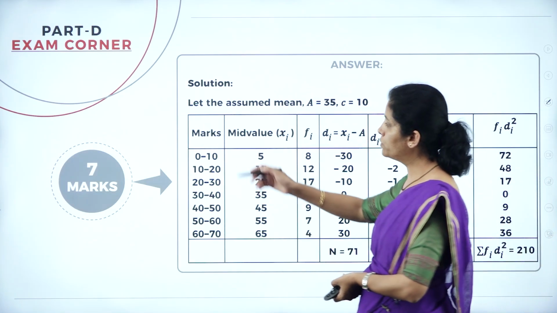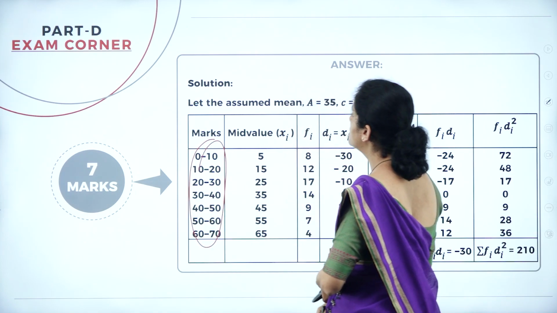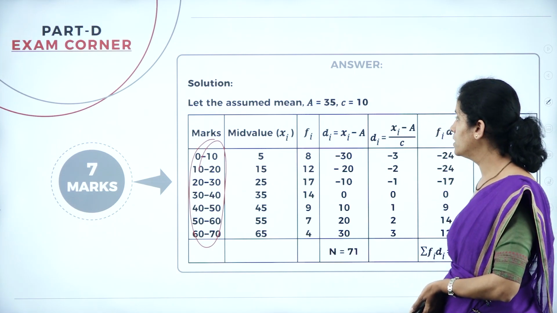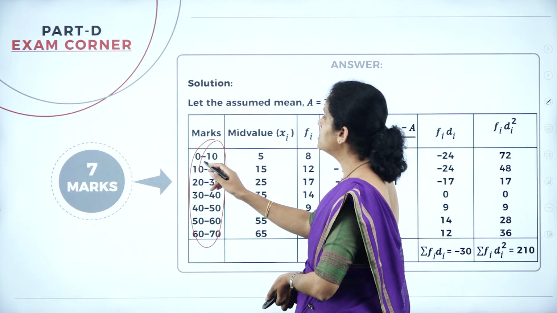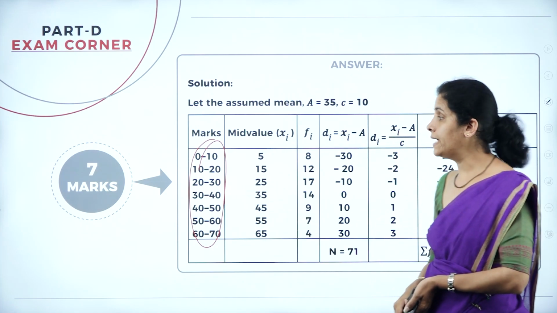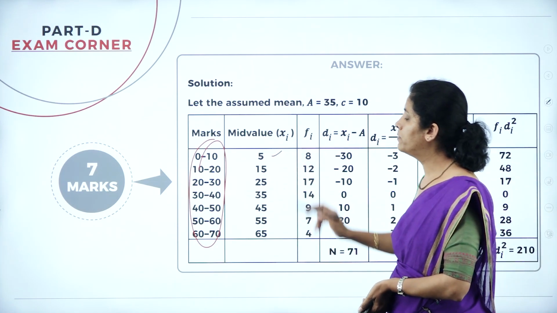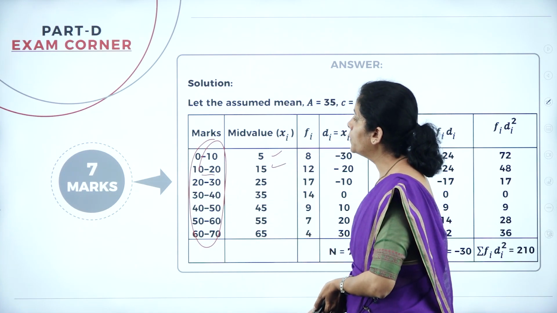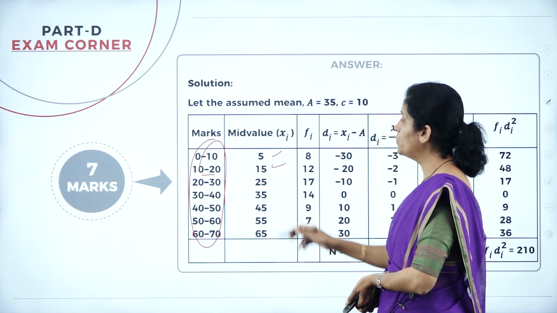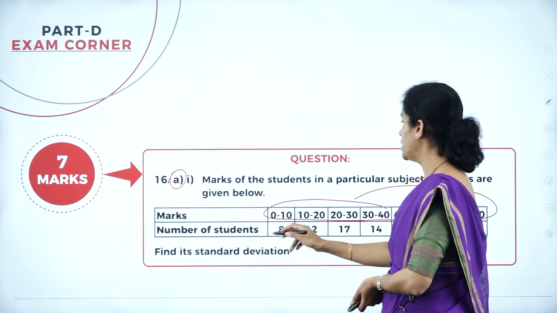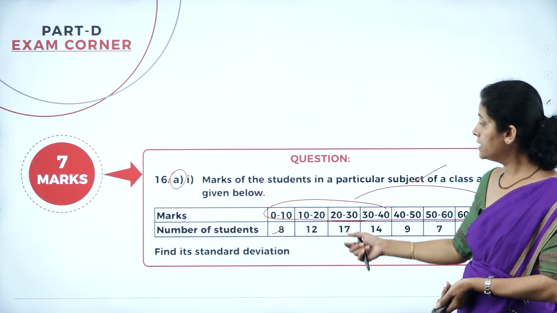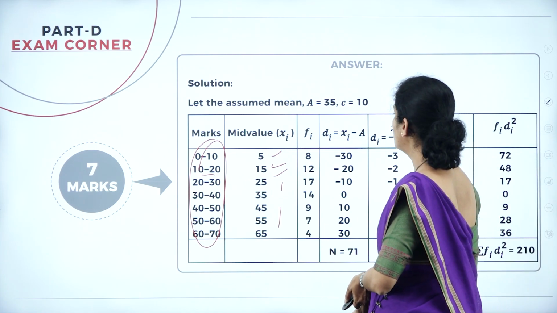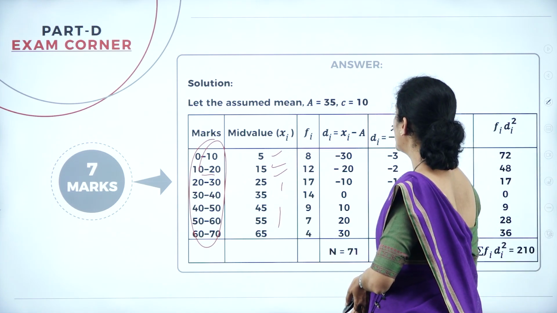See here, I'm going to write the class interval as it is. I'm going to have the mid value and I'm having the frequency. So here 0 plus 10, it is 10, 10 divided by 2, 5. 30 divided by 2, 15. 20 plus 30, 50 divided by 2, 25, and it's going to continue. Frequency is as presented in the question. Now I want to find out di equal to xi minus a.